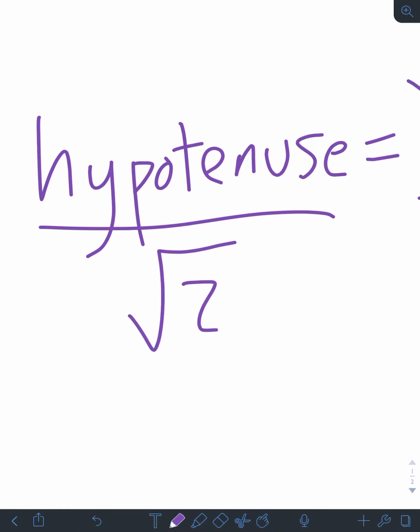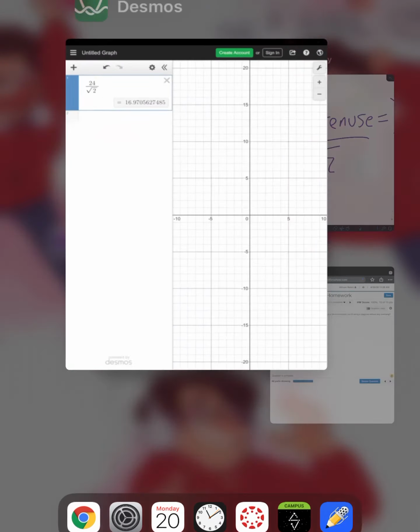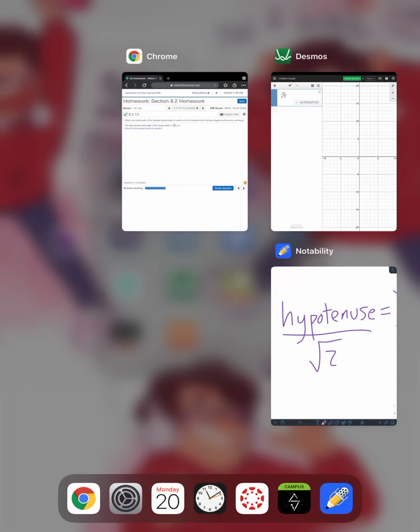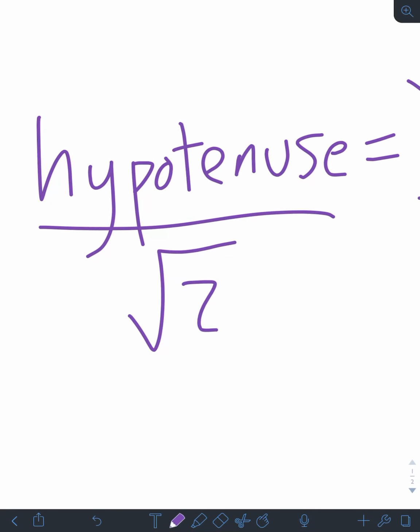But yeah, so hypotenuse divided by the square root of 2, that'll be your answer. For a word problem, again, you will want to actually plug that into a calculator, so 24 divided by the square root of 2, like in our example problem here. Or you can just type in whatever your hypotenuse is divided by the square root of 2 into MathXL if you don't have a word problem. Okay, and that's how you solve it.